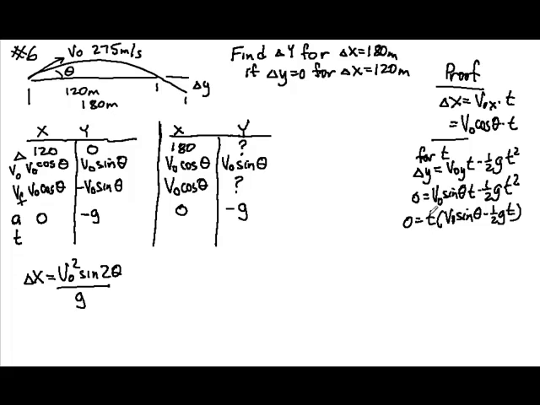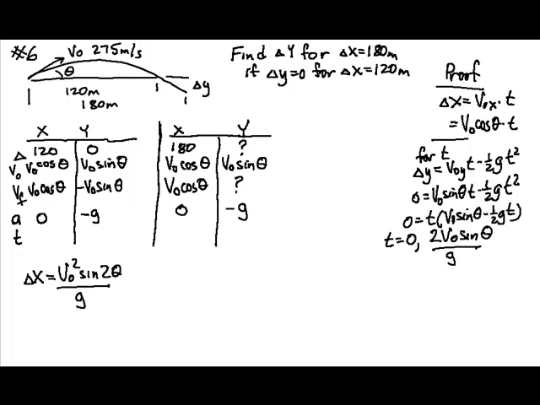This occurs when either t is equal to 0 or this stuff in here is equal to 0. So t is equal to 0 is the trivial case, when we first shoot off our rifle. Or, hopefully you can see that, I end up setting v naught sine theta equal to 1/2 g t, and t is equal to 2 v naught sine theta over g.